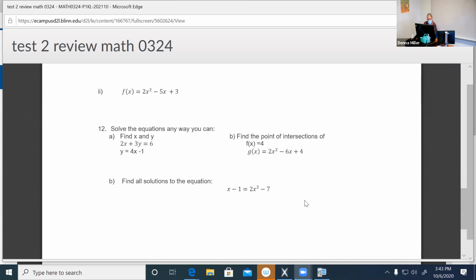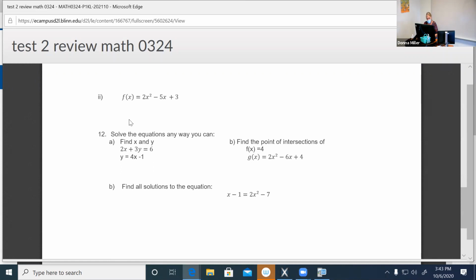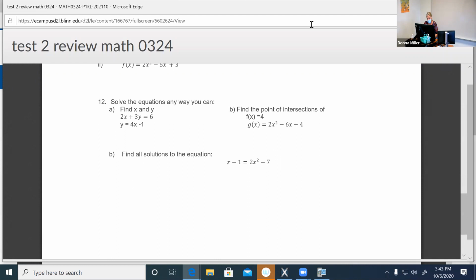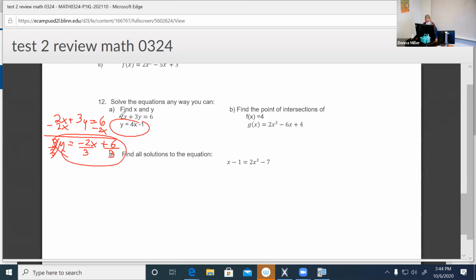You want to solve them for y, so if I take this one, let me solve it for y. 2x plus 3y equals 6. I'm going to subtract 2x. So I get 3y is negative 2x plus 6. Divide by 3, right? And this one's already solved for y. So when you solve for y, you can graph them and find the intersection, right?